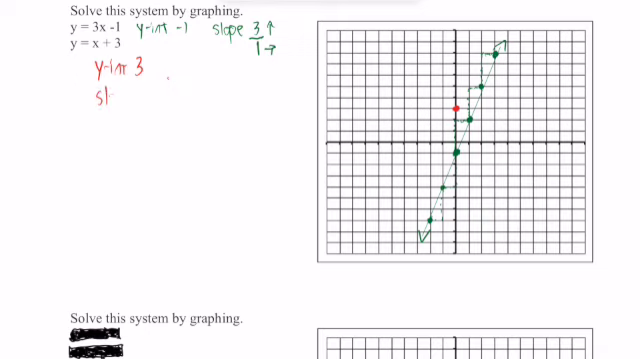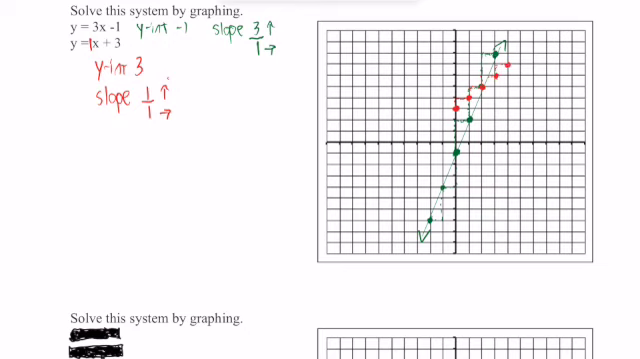Our slope, the coefficient of x, is the same thing as 1x. So our slope would be 1, or if we write that as a fraction, 1 over 1. So from our starting point, we're going to count up 1 and to the right 1. So from here, up 1 to the right 1. There's our next point. Up 1 to the right 1. There. Up 1 to the right 1.